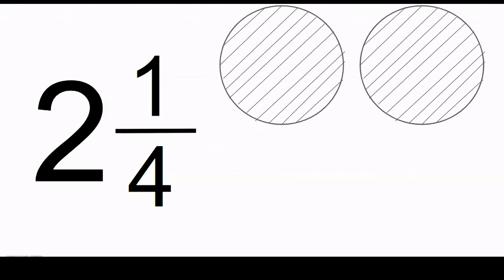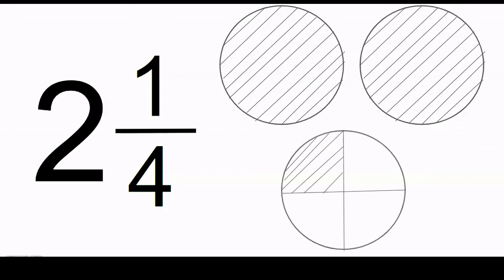Well, the whole number tells us how many wholes we have. So since it's 2, we have 2 wholes. And then the 1 over 4 tells us that the next circle will have 4 equal parts, and one of them will be how many we have. So this is how we represent 2 and 1 over 4.